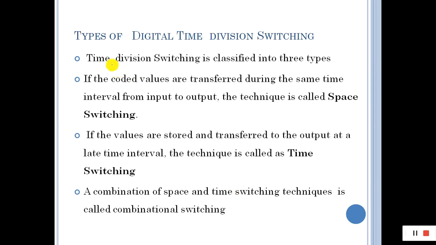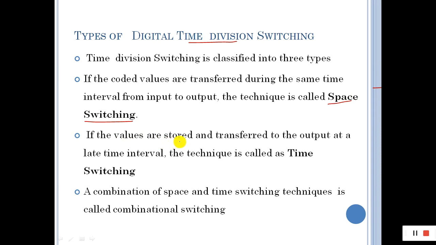Types of digital time division switching. Time division switching is classified into three types. If the coded values are transferred during the same time interval from input to output, the technique is called space switching. So whatever samples we have, those samples are transferred during the same time interval from inlet to outlet, and the technique is called space switching.